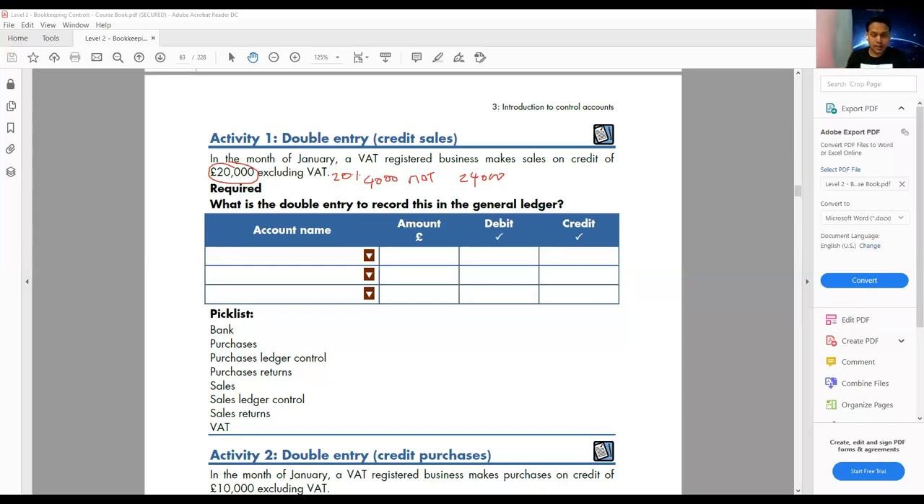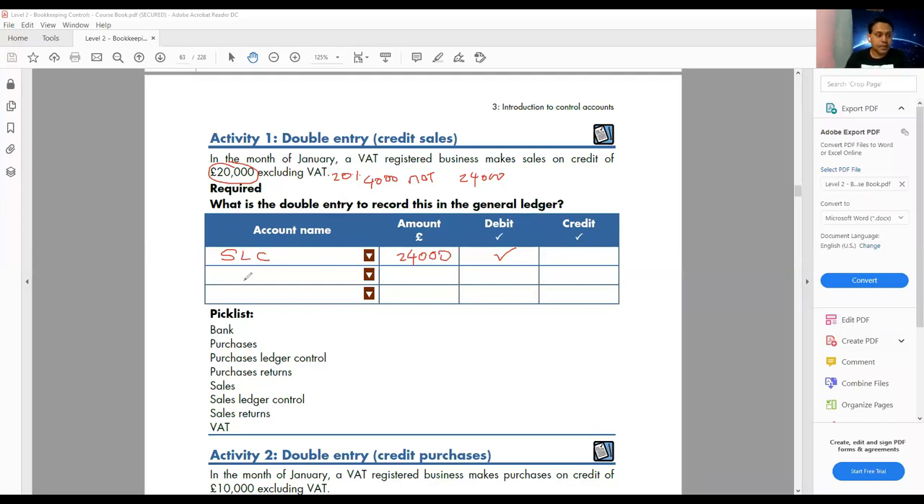So the journal will be, always try to start with the debit first. Don't do credit first and debit later. Always do debit first, then you do credit. So first you do the debit, sales ledger control. Sales ledger control, that's my debit. Amount will be the total, 24,000. This is the money we are expecting from the customer. Why is it debit? Because it's an asset. Some customer is going to pay some money to me, so that's my asset, that's my debit.